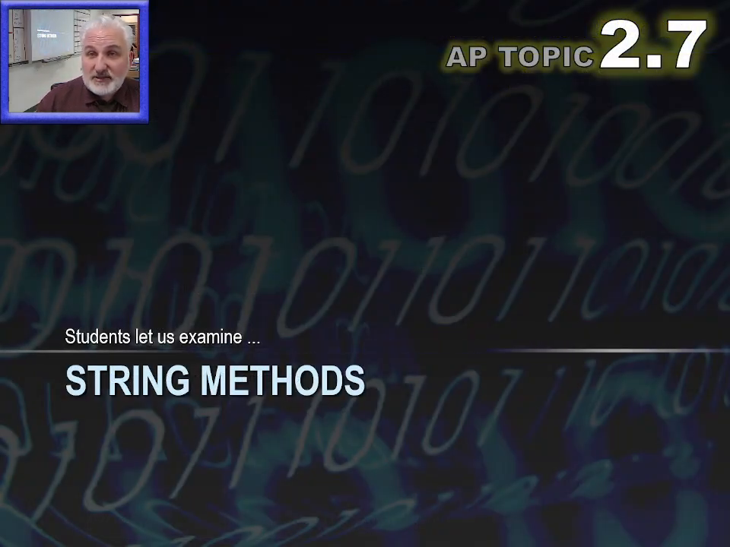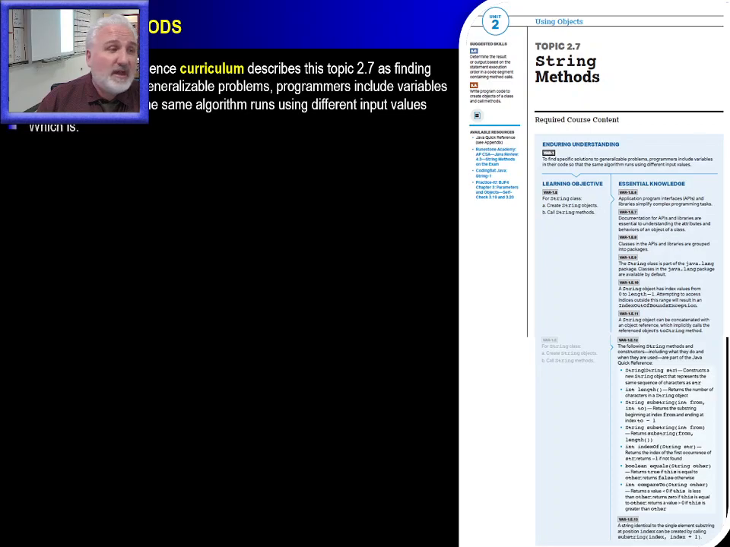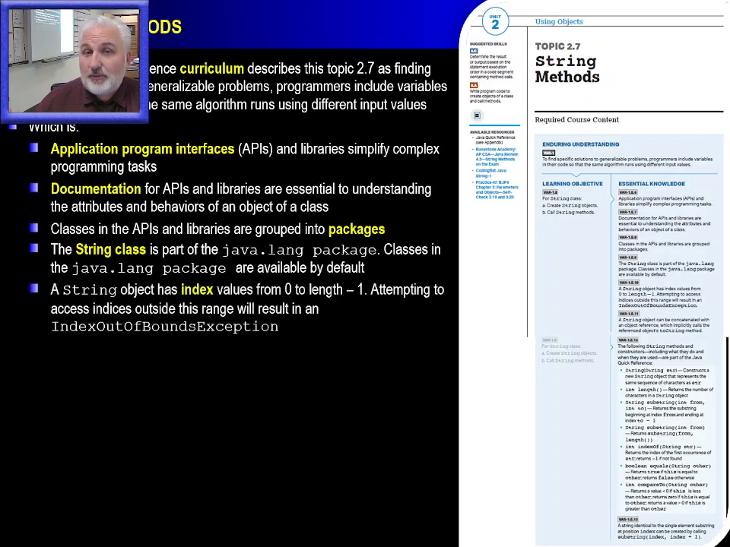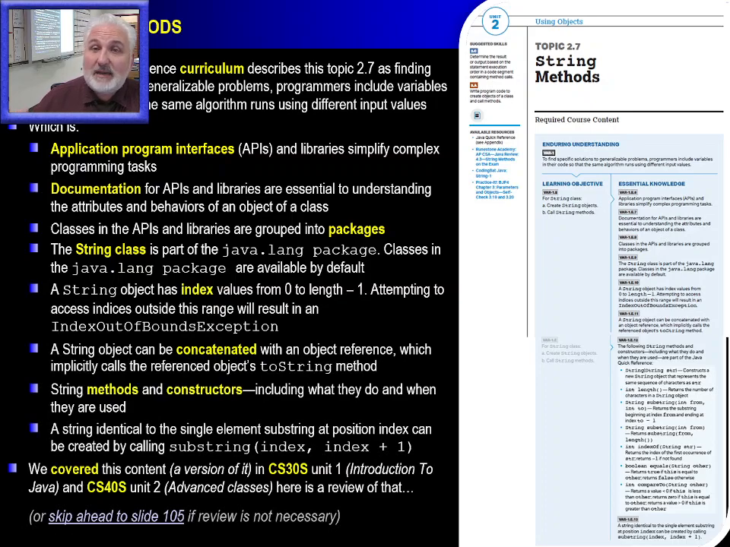All right, section 2.7 of the AP curriculum dives deeper into string methods, and it says that application programming interfaces, or APIs, and libraries simplify complex programming tasks. Documentation for those APIs and libraries is essential to understanding how they work, essentially the attributes and behaviors of the object of a class. Classes in the API and libraries are grouped into packages, and the String class is part of the java.lang package, or language package. Classes in that package are available to your Java code by default for the Java language.